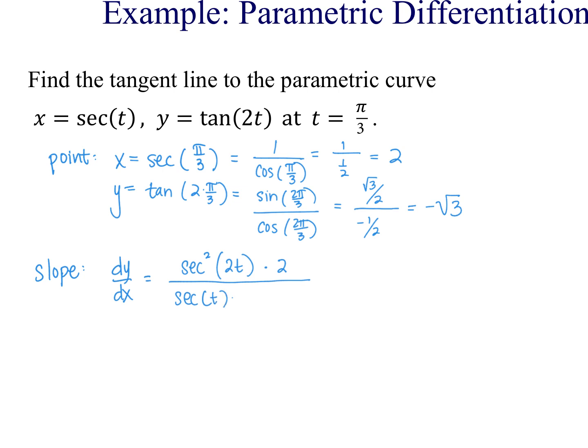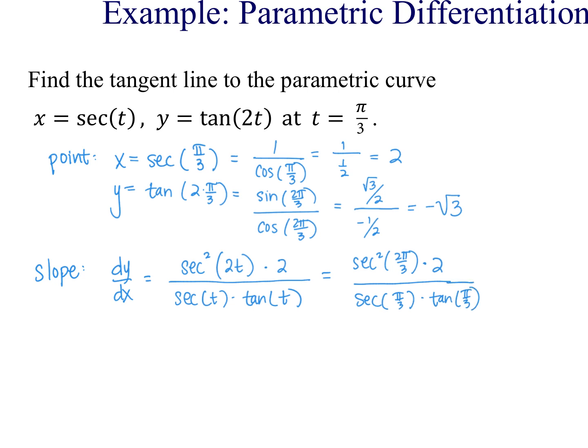And then the derivative of the denominator, or the other one, of the x would be secant t tangent t. Now, I know we have a secant in the numerator and another secant in the denominator. Those don't reduce because one of them is of 2t and the other one is of regular t. So that's as far as we can go, but we can evaluate that now, at the parameter pi thirds. So this would be the secant squared of 2 pi thirds times 2 over the secant of a single pi thirds times the tangent of pi thirds.